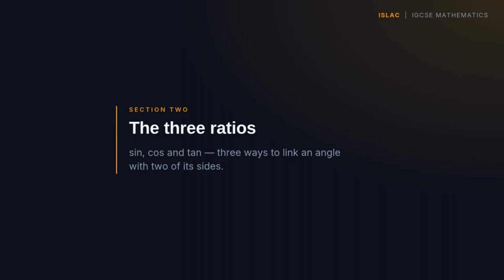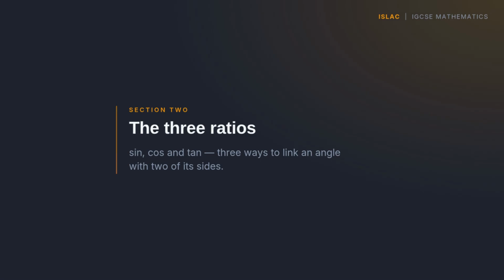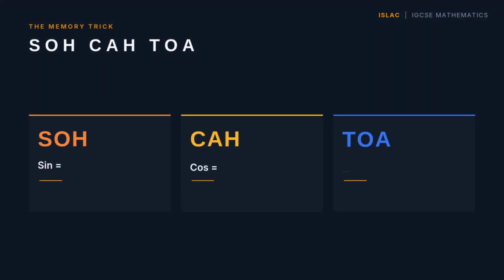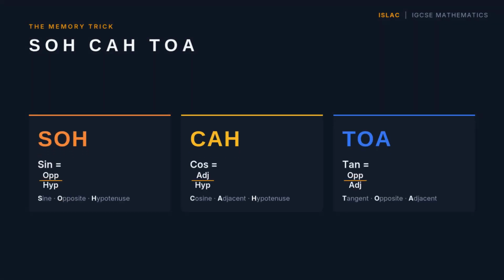Section 2. The 3 trigonometric ratios connect an angle to a pair of sides. Learn the memory device and the definitions. SOHCAHTOA. Break it into 3 chunks. Each one tells you the ratio and which 2 sides it uses. This is the single most useful thing to memorize for the exam.